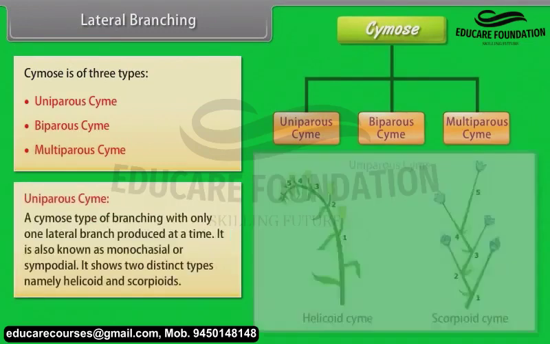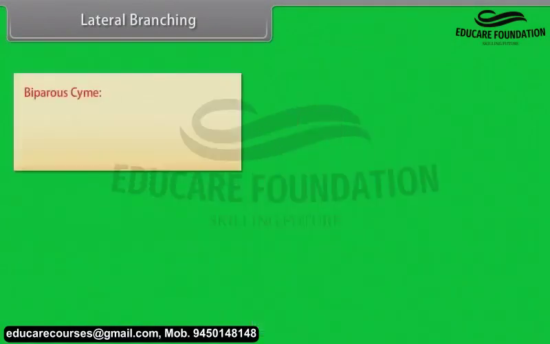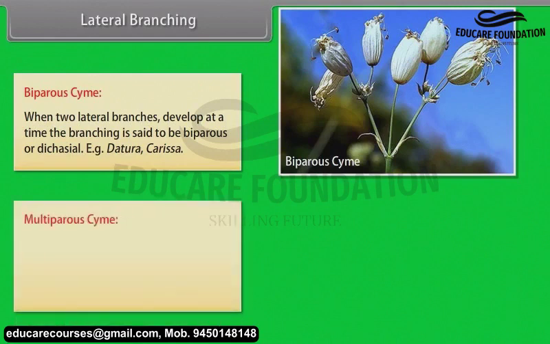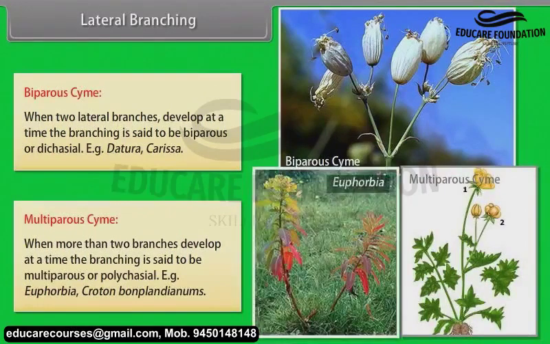Uniparous cyme. A cymose type of branching with only one lateral branch produced at a time. It is known as monochasial or sympodial. It shows two distinct types, namely helicoid and scorpioid. Biparous cyme. When two lateral branches develop at a time, the branching is said to be biparous or dichasial. Example: Datura, Carissa. Multiparous cyme. When more than two branches develop at a time, the branching is said to be multiparous or polychasial. Example: Euphorbia, Croton bonplandianum.